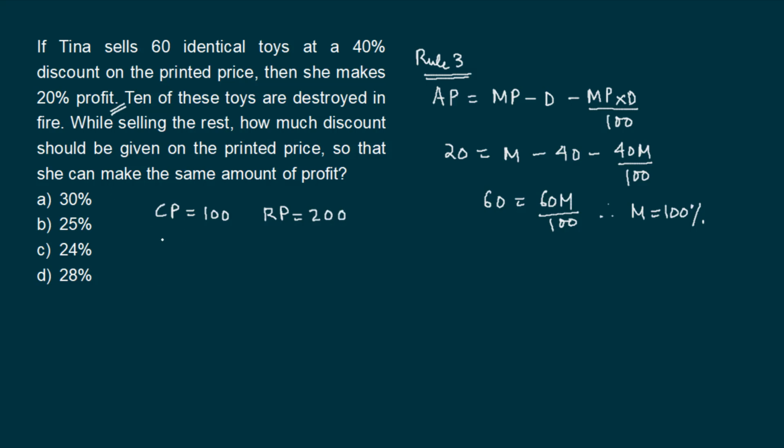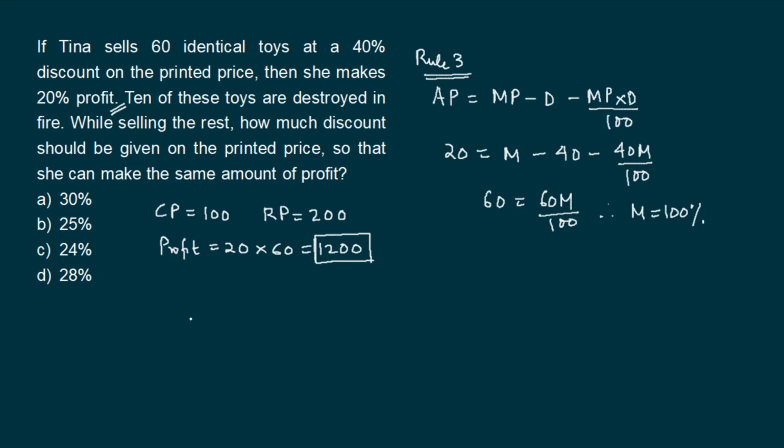She makes a profit of 20%. That means profit per unit is rupees 20. Now 20 into 60 is how much? 1200. This is the total profit made by her by selling 60 toys and offering 40% discount on the printed price. 10 of these toys are destroyed in fire.